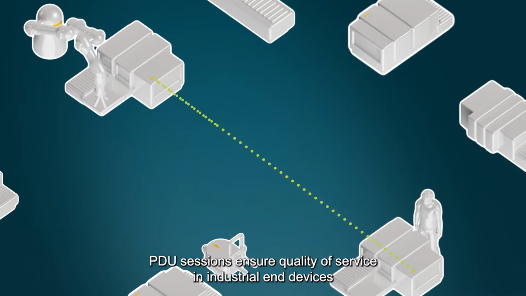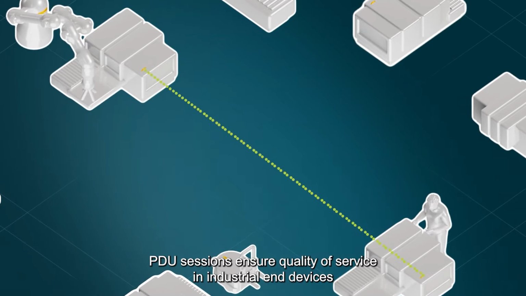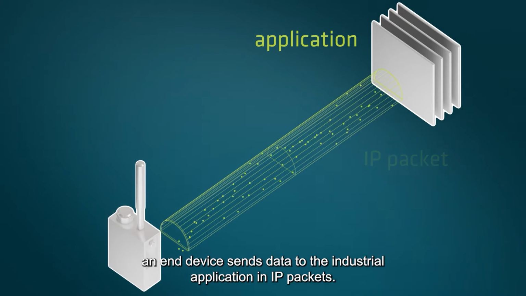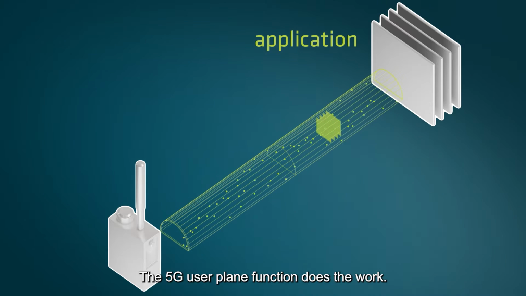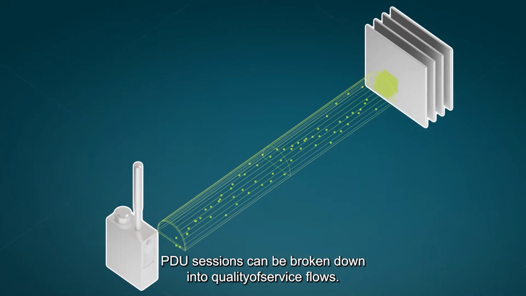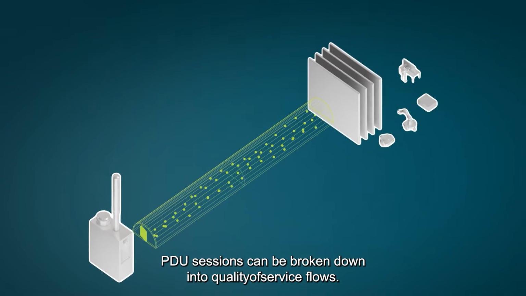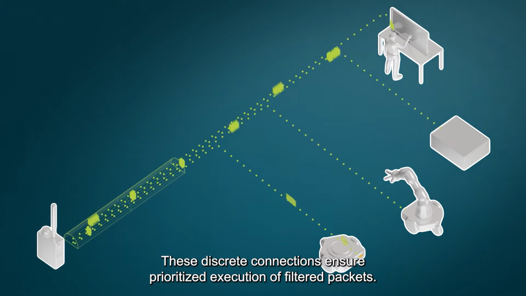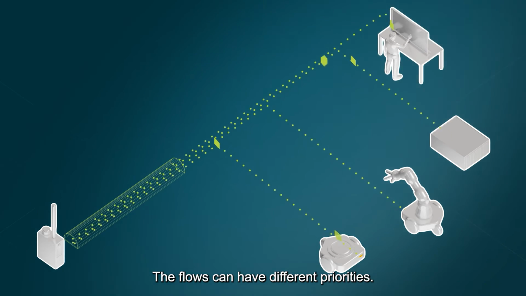PDU sessions ensure quality of service in industrial end devices. An end device sends data to the industrial application in IP packets. The 5G user plane function does the work. PDU sessions can be broken down into quality of service flows. These discrete connections ensure prioritized execution of filtered packets. The flows can have different priorities.